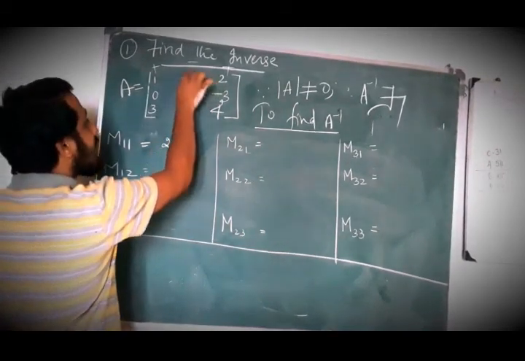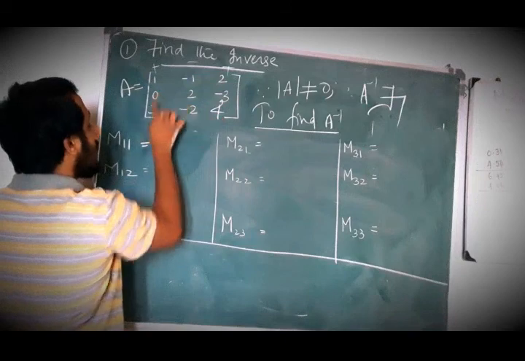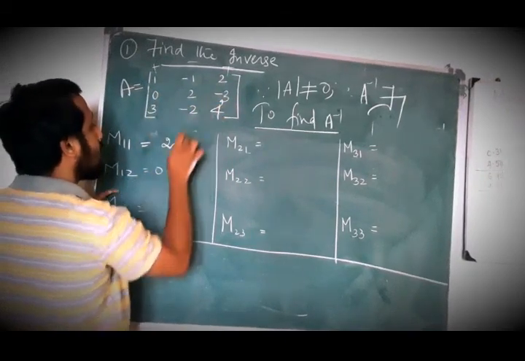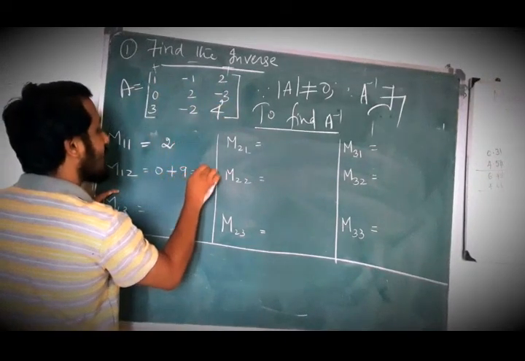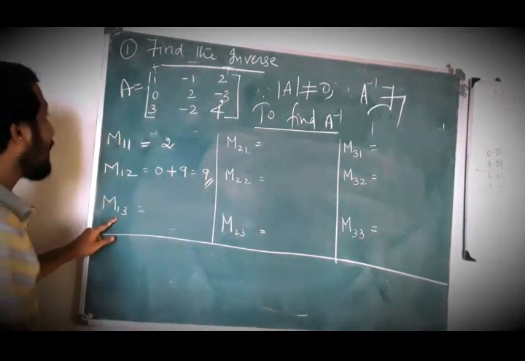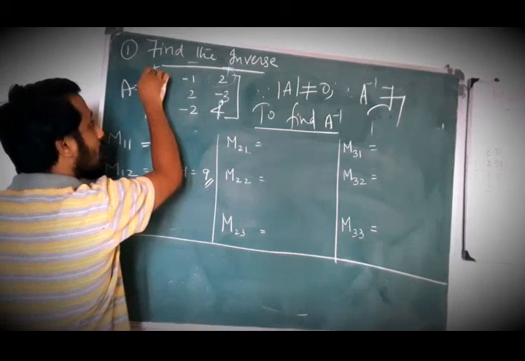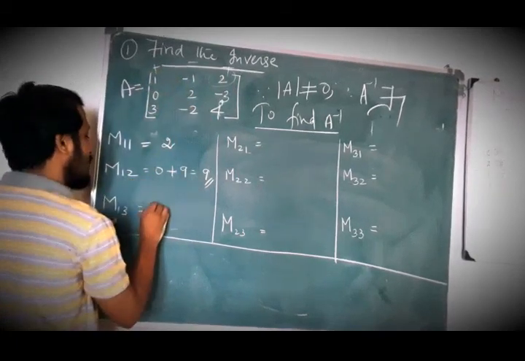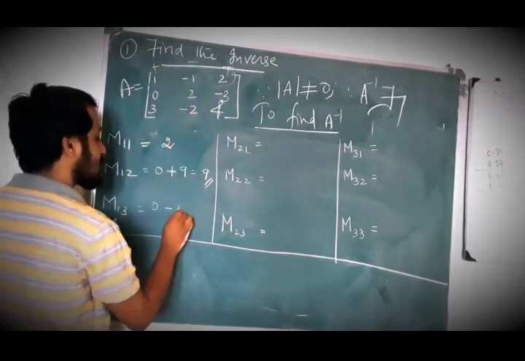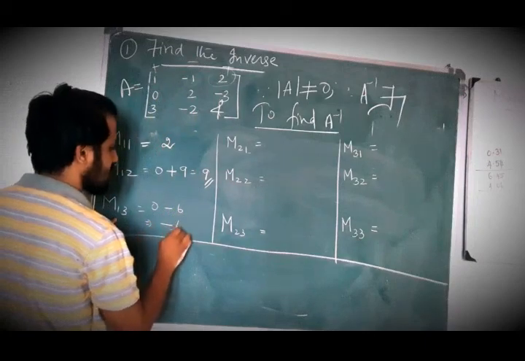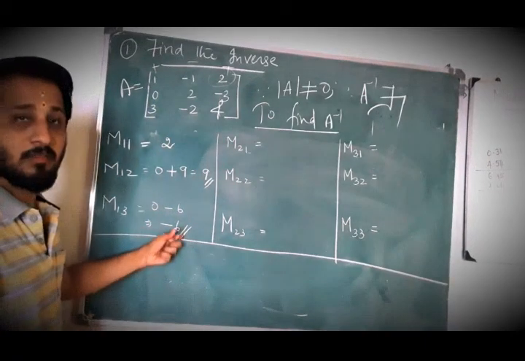M12 according to this element. So 4 zeros are 0 minus 3 into minus 3, minus 9, 0 plus 9 is nothing but 9. Now M13 according to this element, including this column, including this row, you have to eliminate. Minus 2 into 0, 0 minus 3 2s are 6, 0 minus 6 is nothing but minus 6. So M13 is nothing but minus 6.